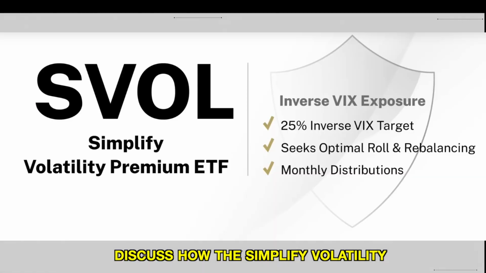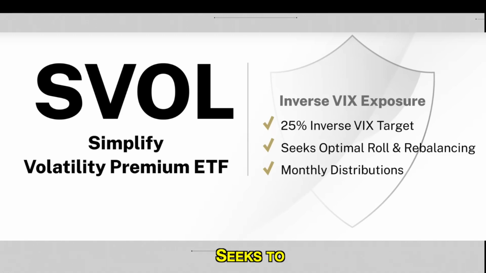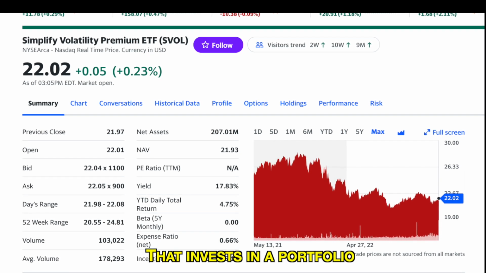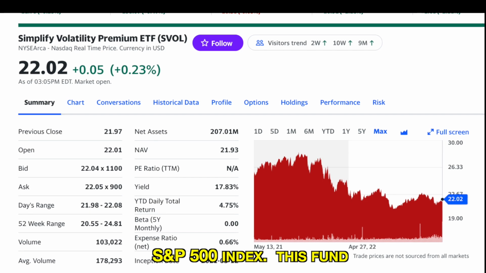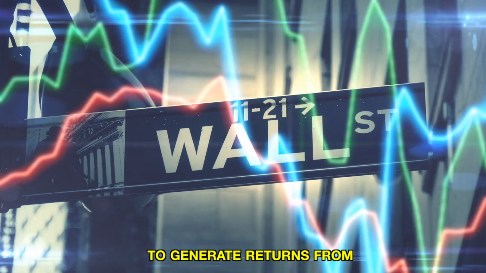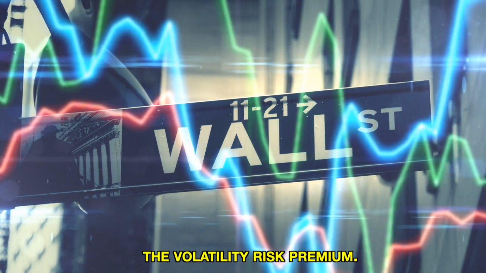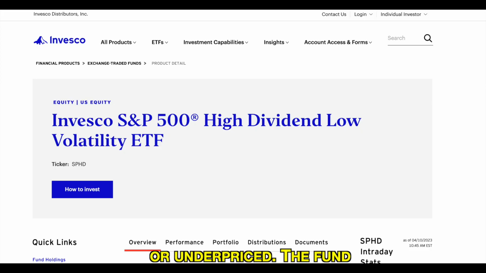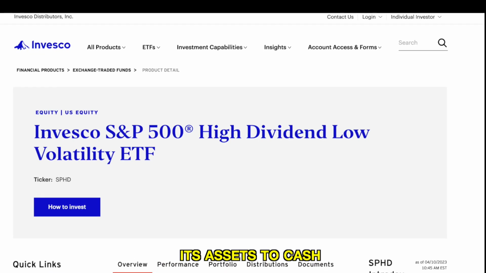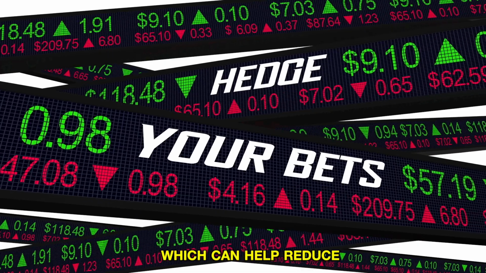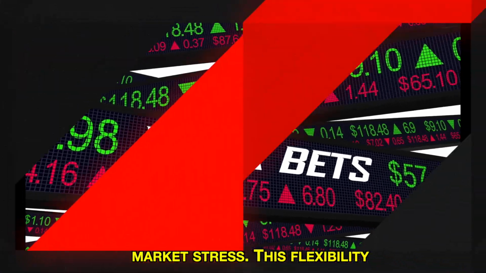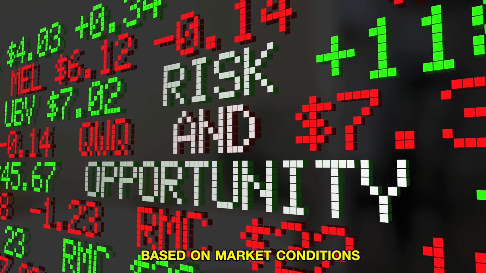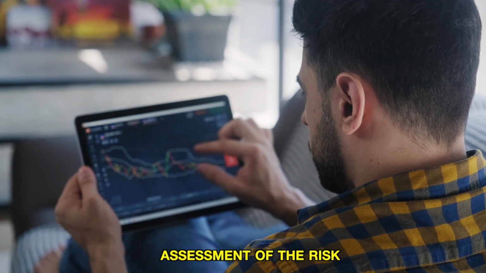Now let's discuss how this Simplify Volatility Premium ETF, or SVOL, seeks to capture this premium. SVOL is an actively managed ETF that invests in a portfolio of options on the S&P 500 index. This fund takes long and short positions in options to generate returns from the volatility risk premium. The fund's management team tries to identify options that they believe are overpriced or underpriced. The fund also has the ability to allocate a portion of its assets to cash and other short-term investments, which can help reduce risk in times of market stress. This flexibility allows the fund to adjust its exposure to the volatility risk premium based on market conditions and the fund manager's assessment of the risk-reward trade-off.